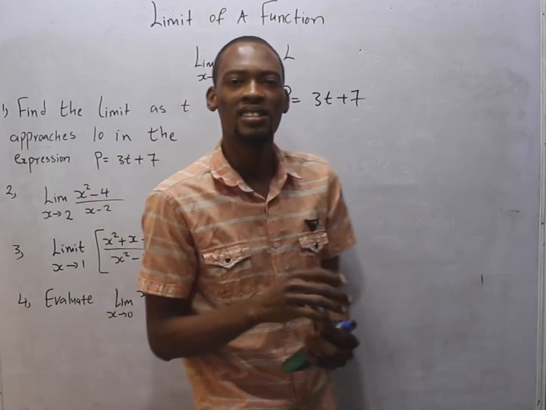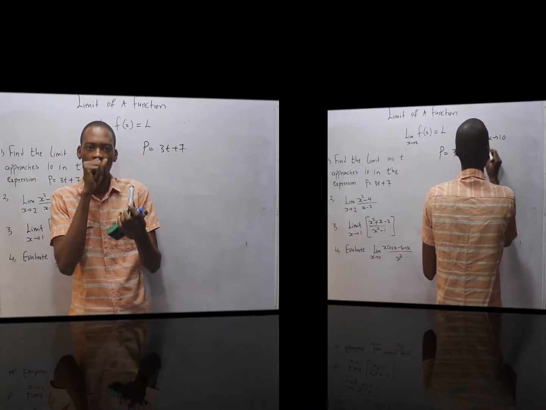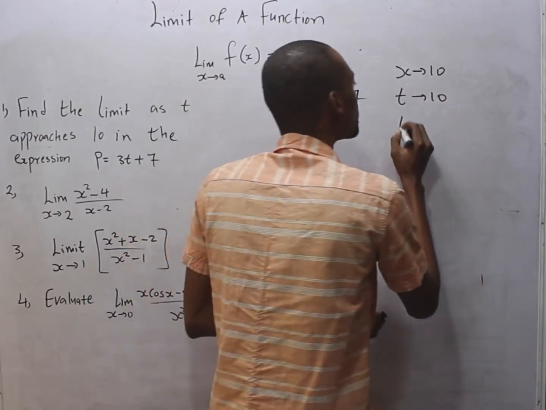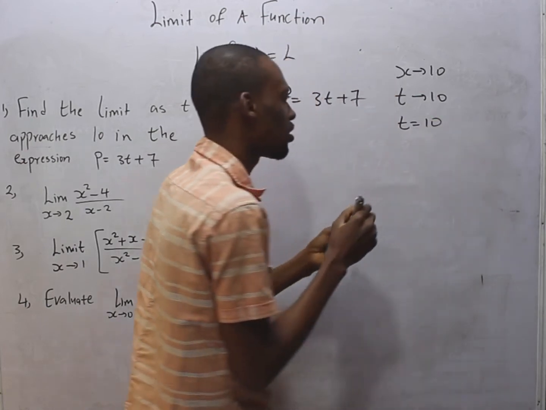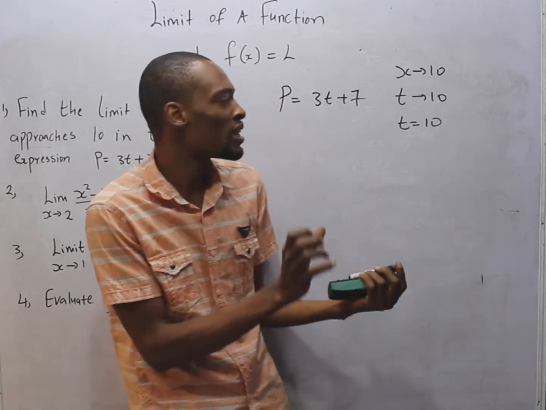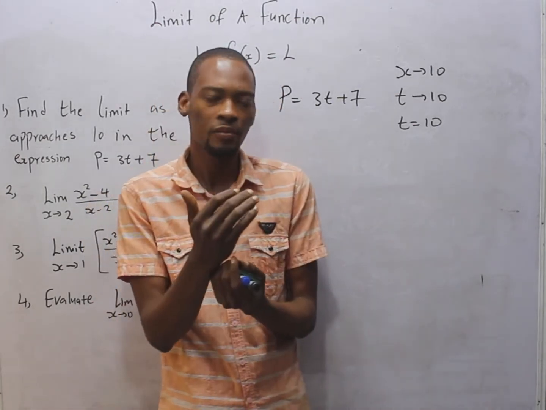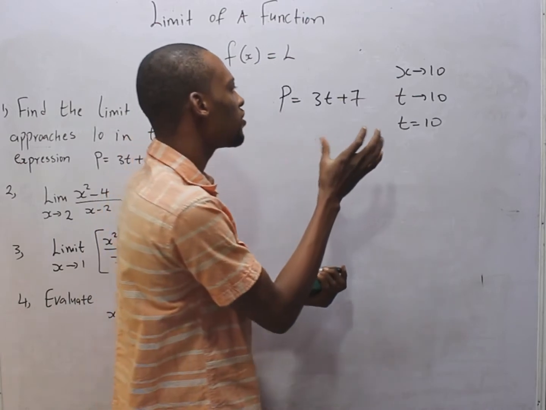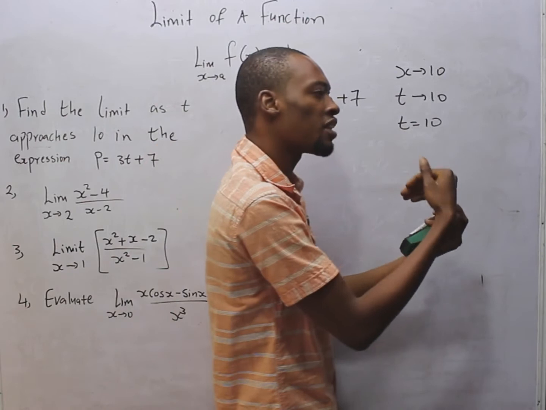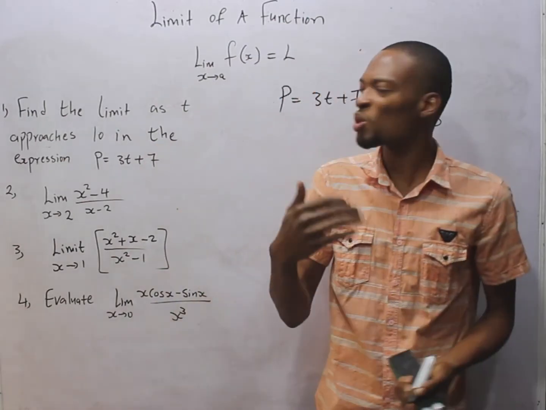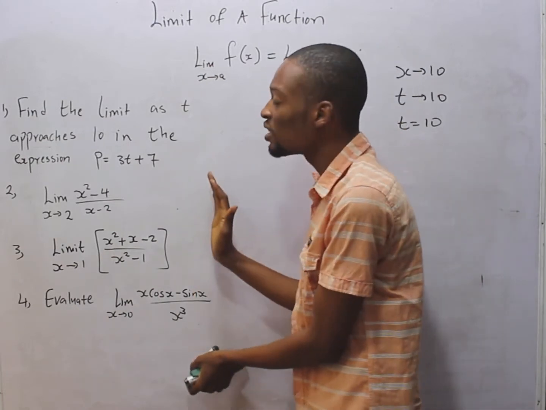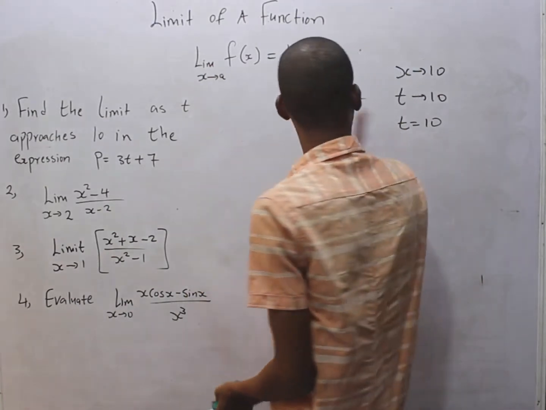Before we do that, take note of something. T approaches 10 is written this way. It is different from t is equal to 10. Approaches means it's moving towards, it doesn't reach, just like we explained in infinity earlier. So if we are looking for a limit and we say it tends to a particular value and not that value, that implies that to solve any question under limits, we need to simplify to the lowest form before we substitute.